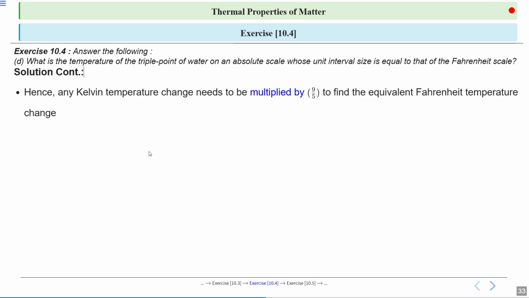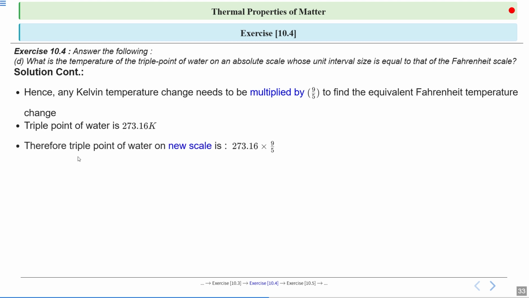Alright. Hence any Kelvin temperature change needs to be multiplied by 9 by 5 to find the equivalent Fahrenheit temperature change. So the triple point of water is 273.16 Kelvin. Therefore, the triple point of water on the new scale is 273.16 into 9 by 5. So solving this, you will get 491.69. All right.